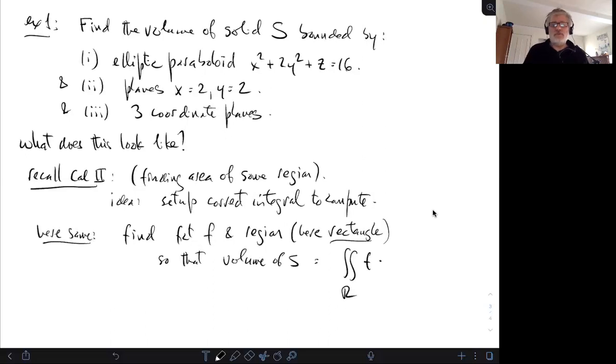And then, of course, computing the integral is a different issue. So this is what I need to do from the information: I have to find the correct function f and the correct rectangle and set up my volume as the double integral of that function over the rectangle.